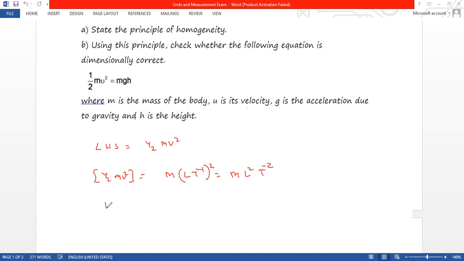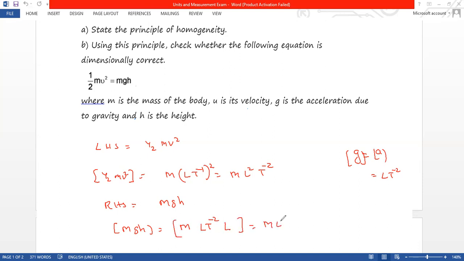Then what is the right side? RHS equal to mgh. This is the potential energy. So the dimension of potential energy mgh: mass is M, and g is acceleration due to gravity. The dimension of acceleration is L T raised to minus 2, so instead of g, we can write L T raised to minus 2. Height is a distance, length L, which gives M L square T raised to minus 2. So the dimensions of left side and right side are both the same, and the equation is dimensionally correct.